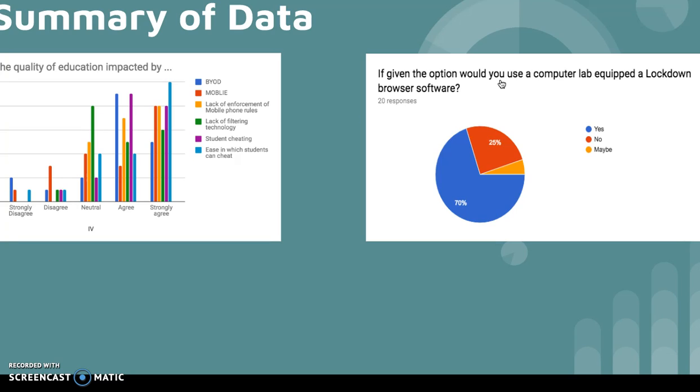The summary of the data that I did, the secondary question to the one I just asked was, is the quality of education impacted by these devices? As I just said, mobile devices were one of those areas that they feel is impacting the quality of the education, along with lack of enforcement of mobile phone rules.